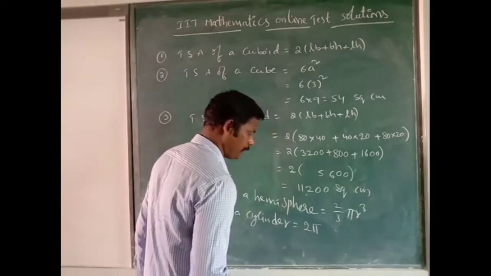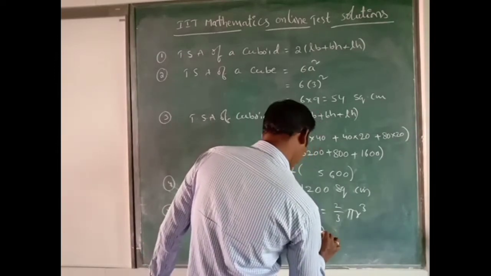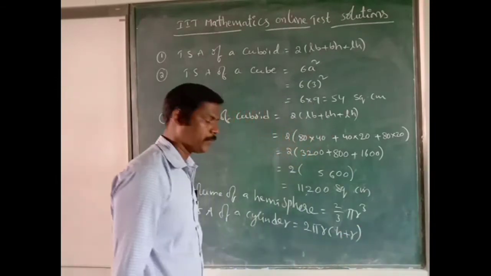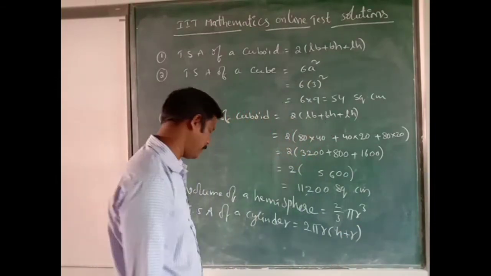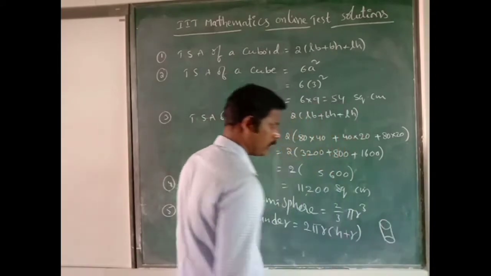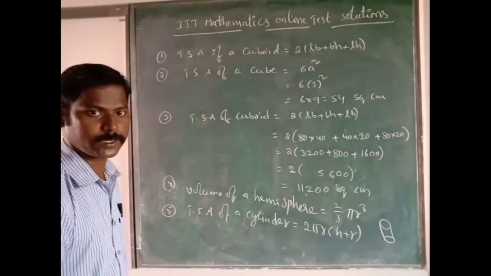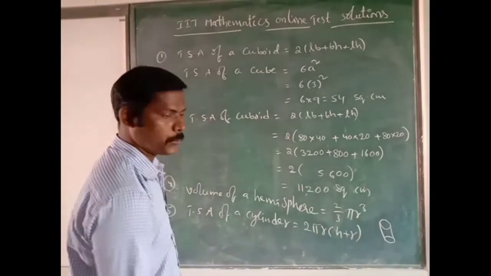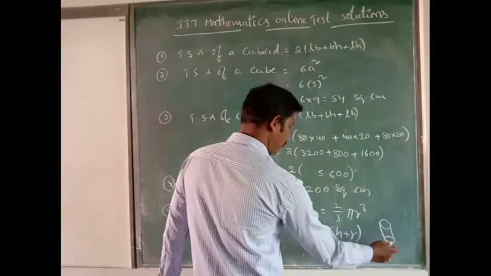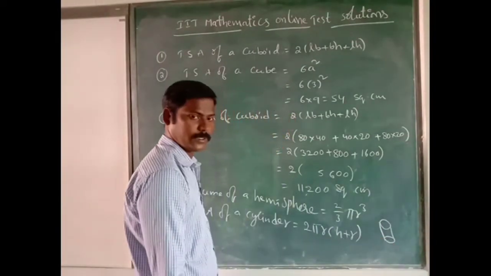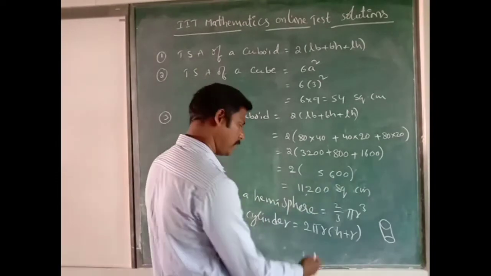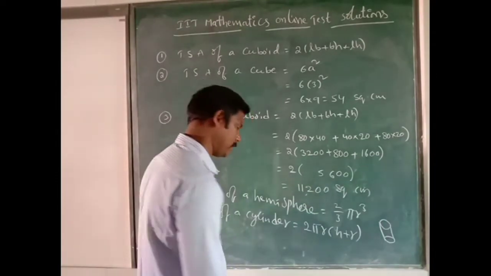2 pi r into (h plus r), because total surface area of a cylinder is curved surface area plus 2 into area of the bases. So curved surface area we know, 2 pi r h. Top one circle, down one circle, pi r square, 2 pi r square. Take 2 pi r common. (h plus r).